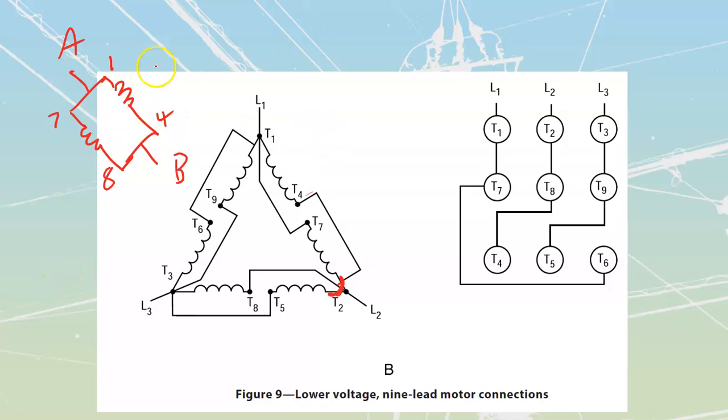If these were each 120 volts, actually no, we'll go with 240 volt coils. If each of these were 240 volt coils, I would have two 240 volt coils, which would mean my line to line value of voltage I'd be placing across here, phase and line being the same in delta, would be 240 volts as well. So this over here is going to be my lower voltage 9-lead motor connection.